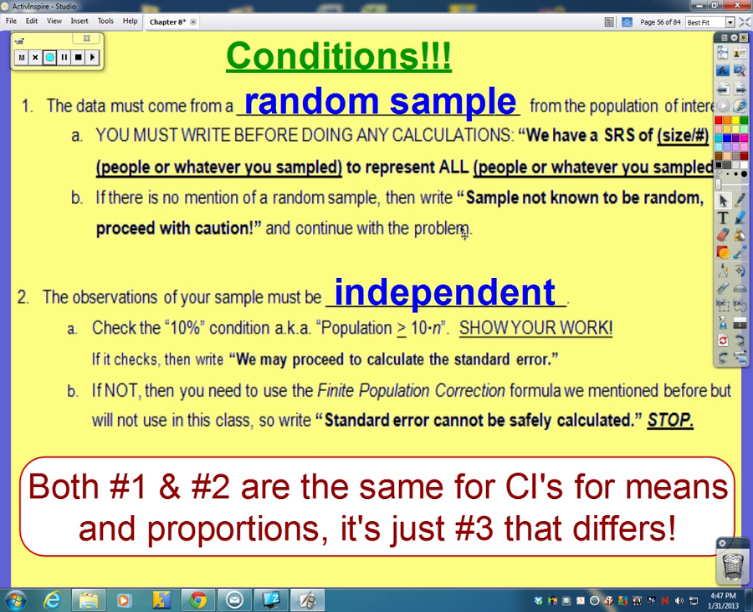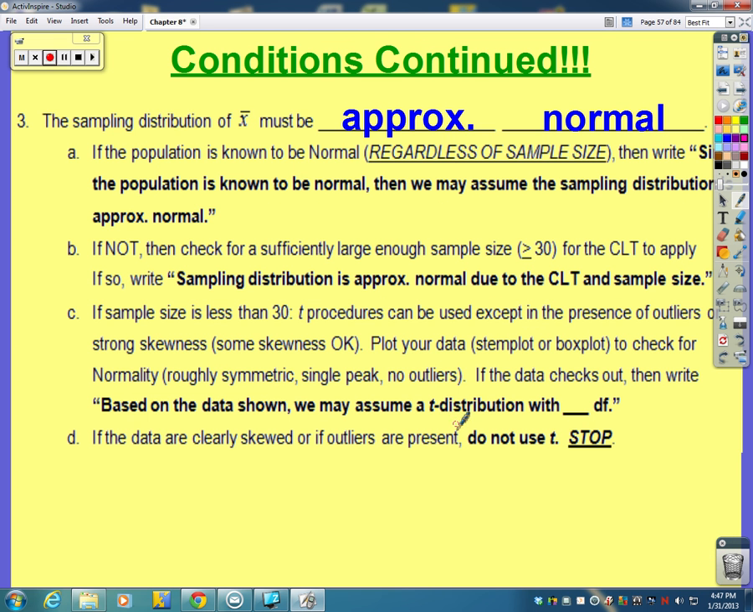You still have to check the independence condition. Is the population at least 10 times the sample size? If that does check out, you may then calculate your standard deviation, which is our sigma sub x bar, which we just mentioned earlier. It's going to be our s divided by square root of n. You may calculate that now. If this condition is not met, then, as we mentioned earlier, there is something to fix that, but we don't really work on that in this class, so we will just say standard error cannot be calculated.